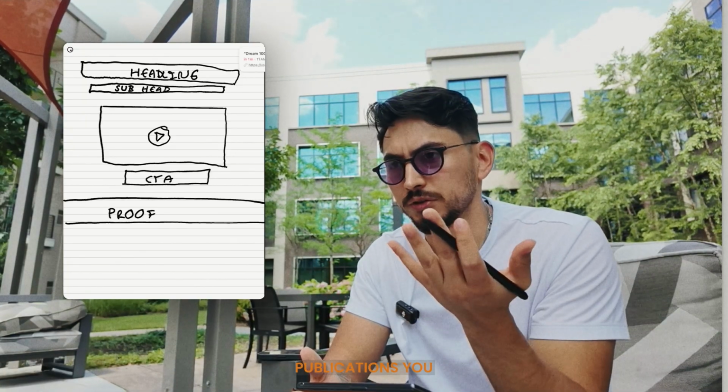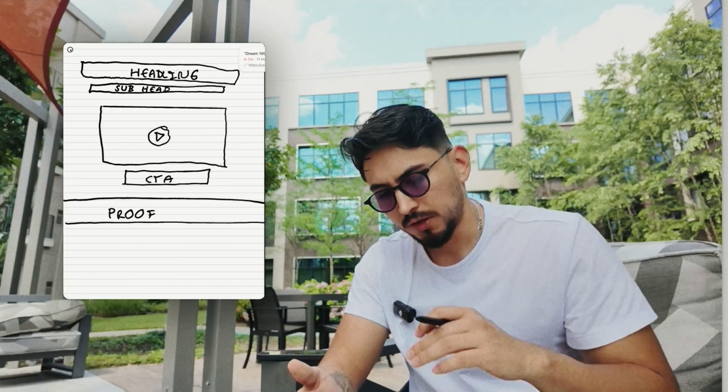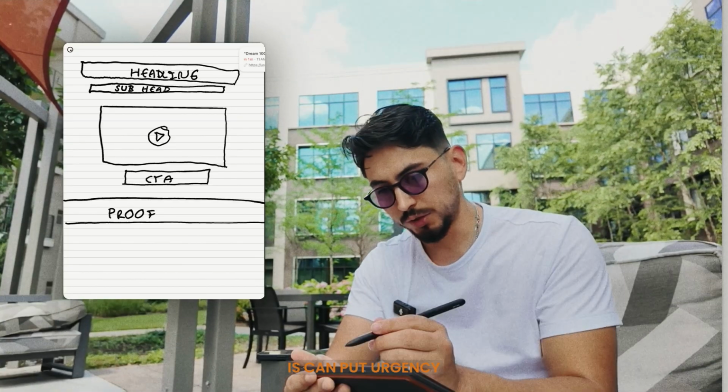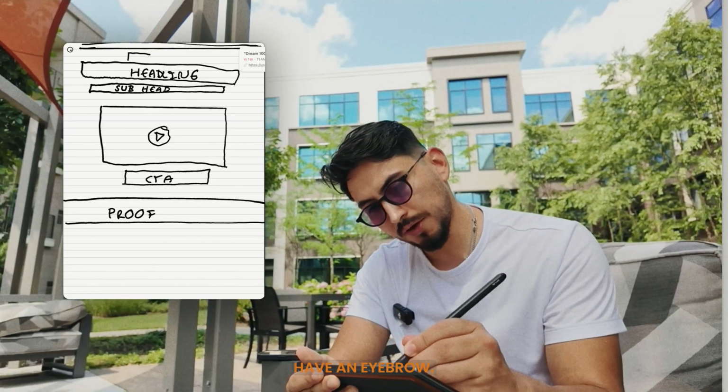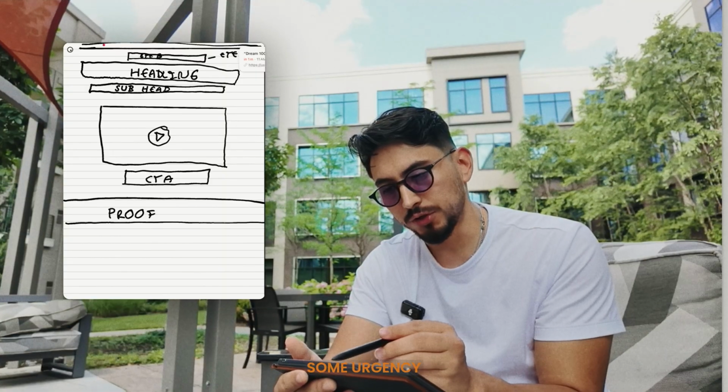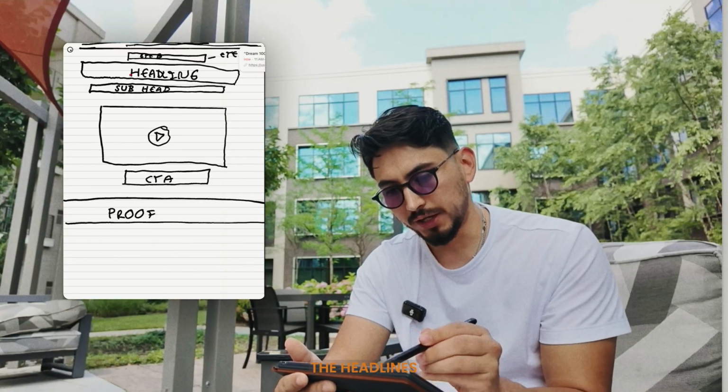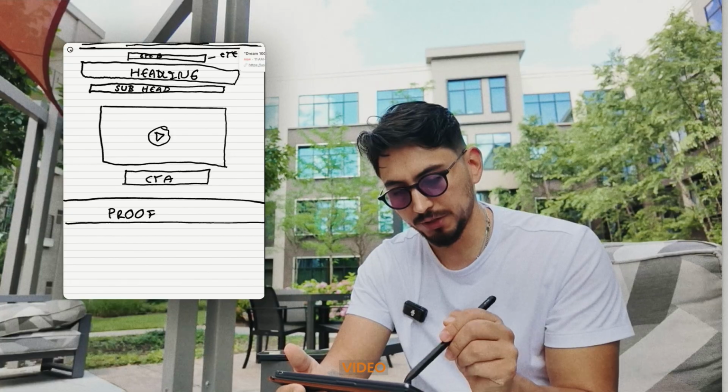Then, depending on the buyer criteria of your audience, you're going to have proof. It can be testimonials, or it has been featured in different publications. You put that here. The other thing that I forgot to add here is you can put urgency elements around here. You can also have eyebrows. So you have the eyebrow, you have some urgency elements around here. Then you have the headline, subhead, video, and a call to action. So here you're making a lot of claims. A good rule of thumb is that anytime you make a claim, you add proof.